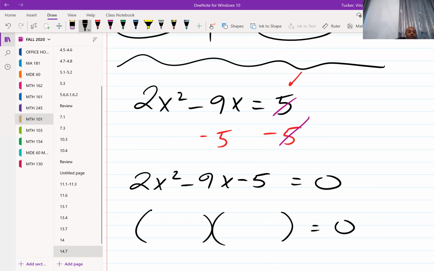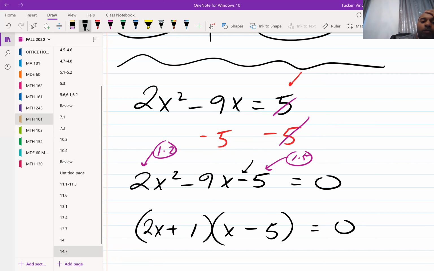Now I want to factor the trinomial. Of course it leans on your factoring skills. Remember we said if our back sign is negative, that means our signs should be different. Looking at our factors of 2, that's 1 times 2. Factors of 5 is 1 times 5. So those are the only choices. So let's go 2x and x. And I need to get 9 in the middle. So I'll put my 5 here and 1 here.